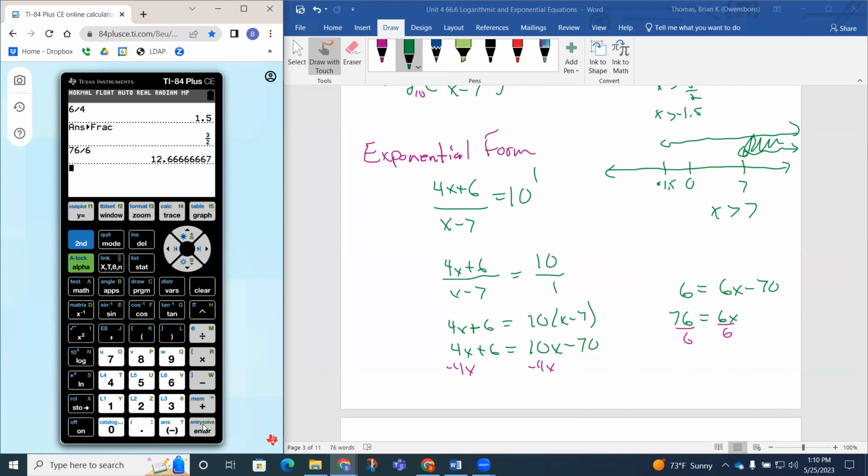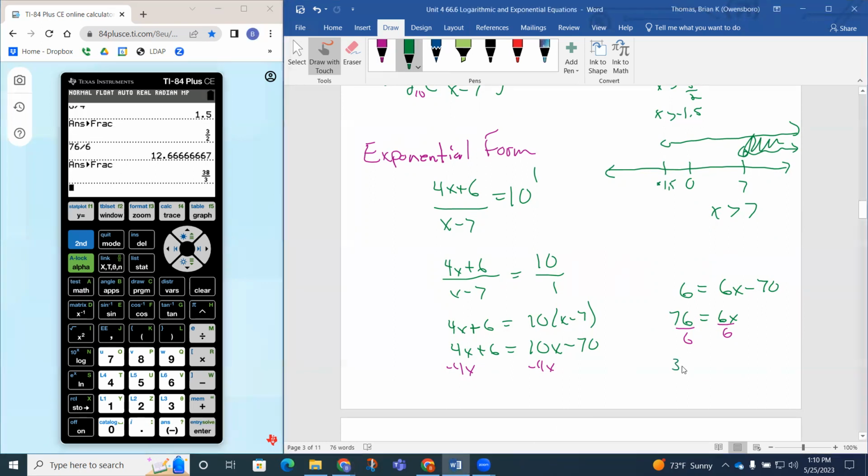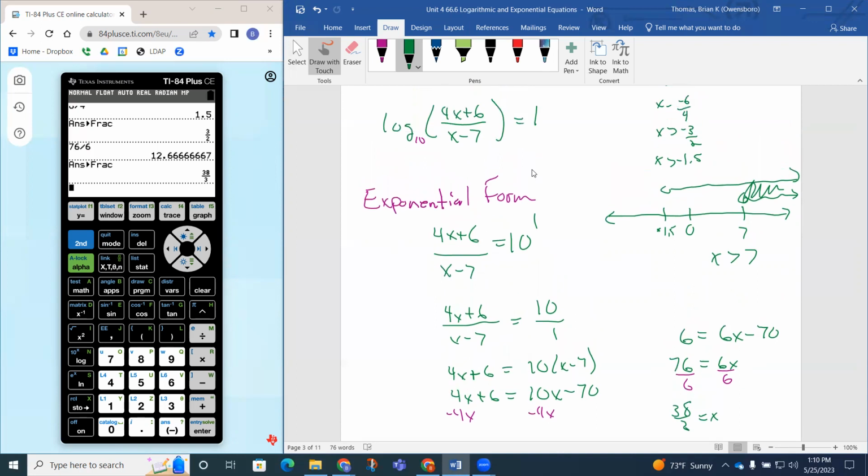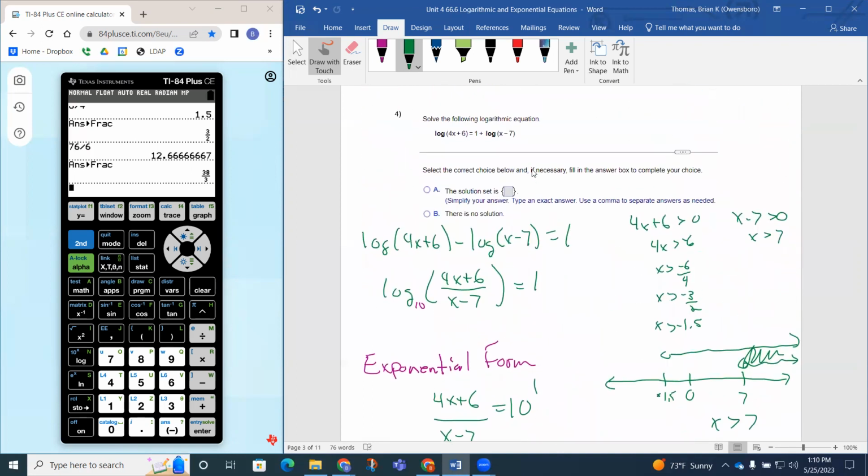So that's going to be a decimal, so we need to probably make that a fraction. So go math and make that a fraction. So that's going to be 38 thirds. So 38 thirds is going to be what x is. And notice that was 12.6, so it was greater than 7. So that should be our solution, 38 thirds. So 38 thirds would be our solution set.